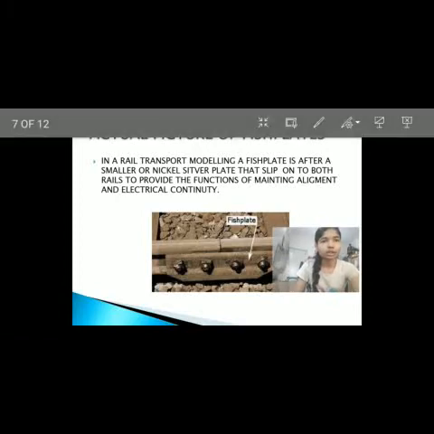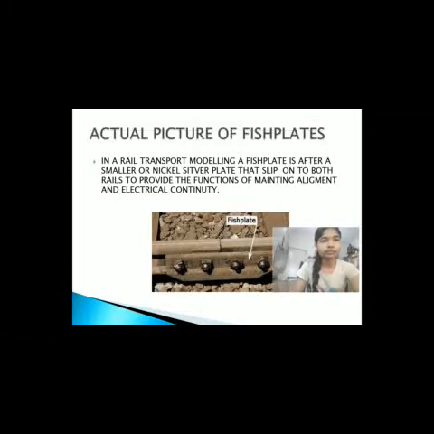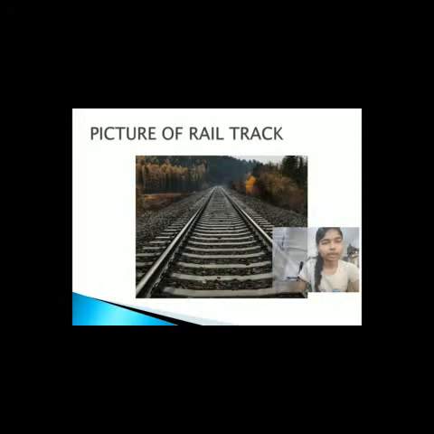So next is the picture of rail. So we can see the picture of rail, how it is.